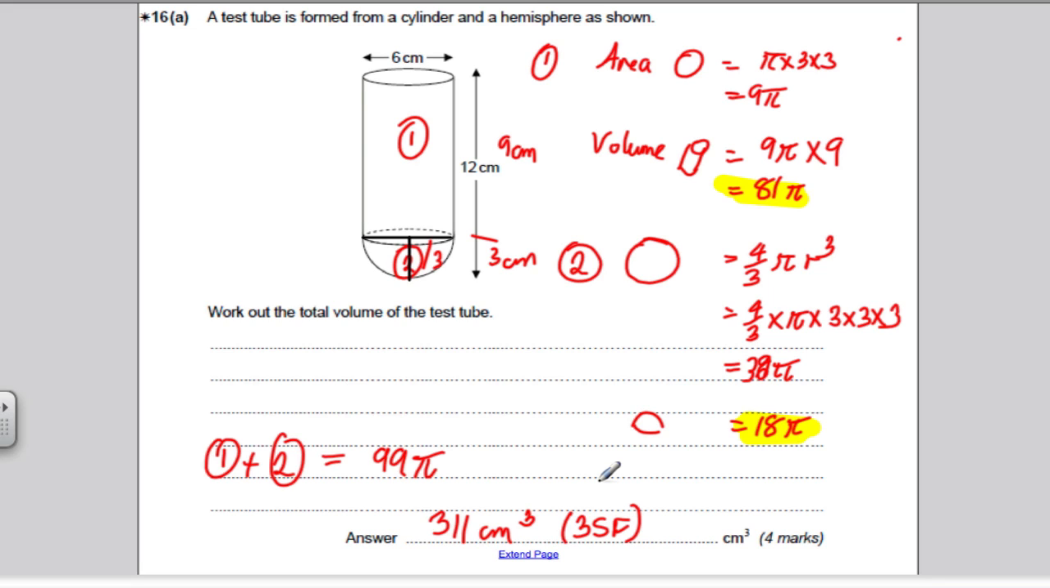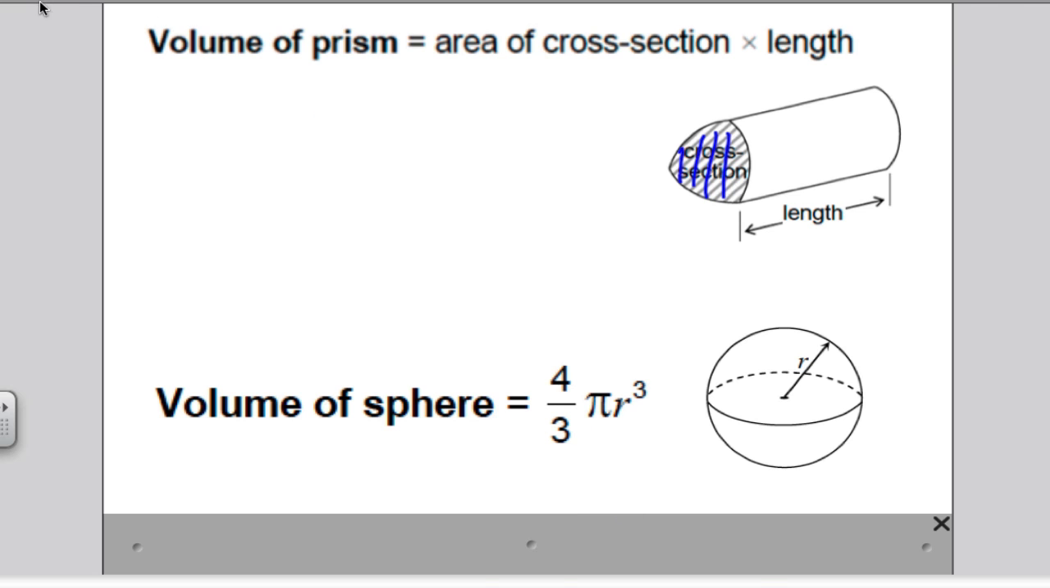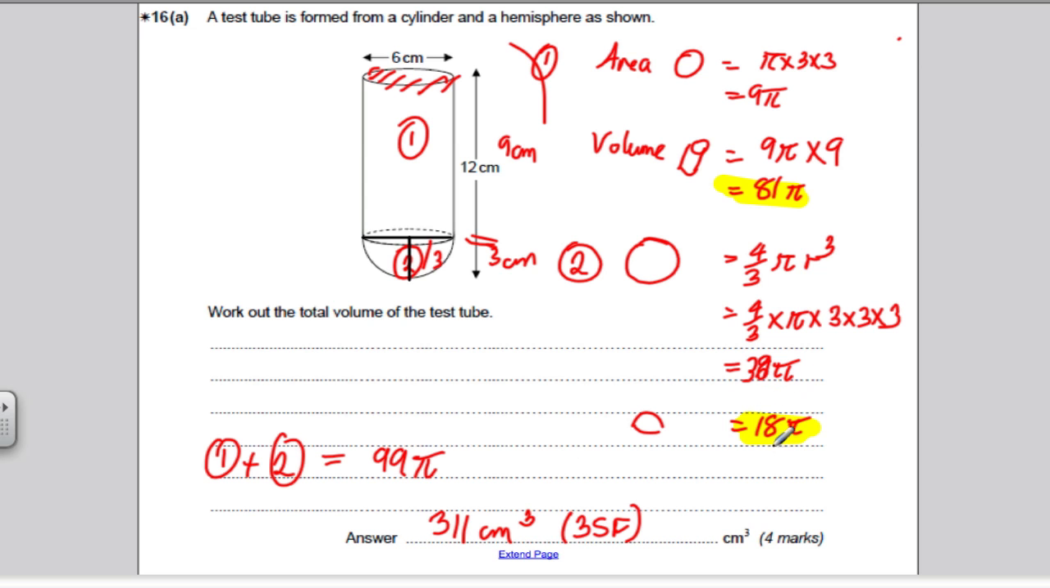Okay, so the key to that question was break it down, work out the volume of the cylinder, work out the area of the circle, and times it by the height. To get the height, you just had to be careful and realize that if a sphere had diameter 6, it had radius half that, which is 3, so this height must be 3. So the height of the cylinder must be 12 take away 3, which is 9. Get that, and then work out the volume of a whole sphere by using 4/3 pi r cubed, which is in your formula booklet, and then halving it to get 18 pi. Add that, and you've got your entire volume.